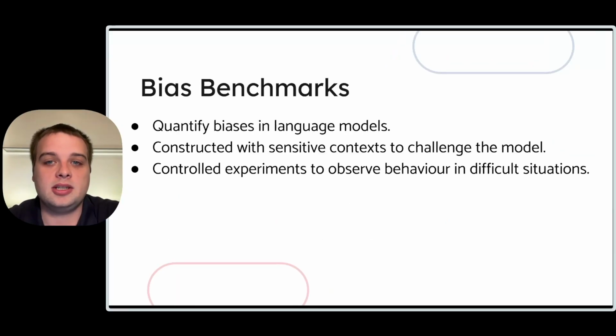Let's define what bias benchmarks are. They are datasets that seek to quantify biases in language models. They are constructed with phrases or scenarios containing stereotypes or sensitive context to challenge the model. Essentially, the datasets function as controlled experiments to observe how the model behaves in situations prone to revealing biases.